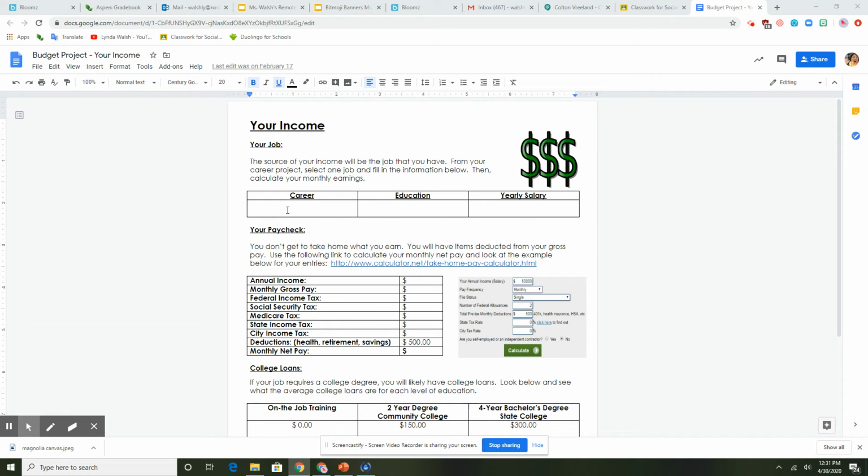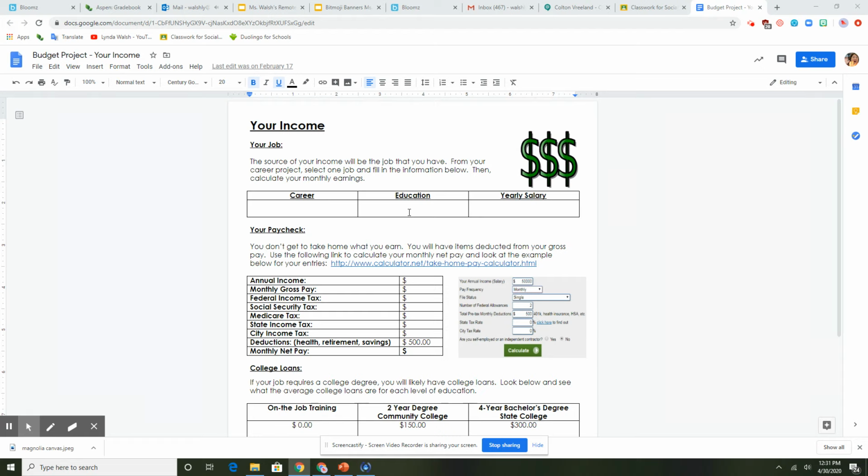Now, in order to find the name of the career, you can go back to the career project. The level of education and the yearly salary you can find by going to bls.gov and searching that. That should already be done, so we're not going to talk about it more on this page. But basically, you're starting your income page with the listing of your career, the level of education.